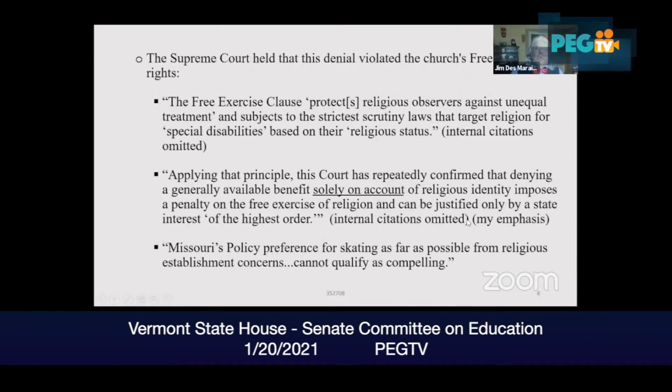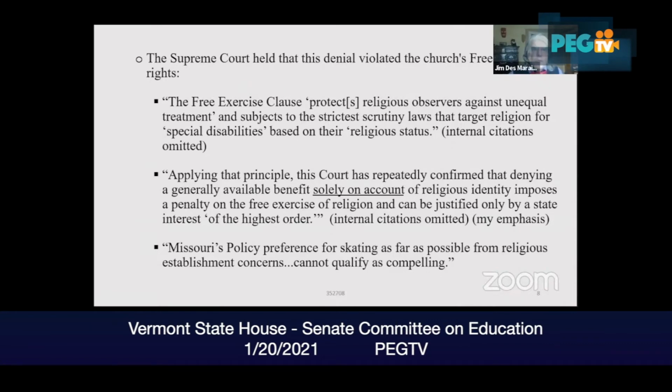The Supreme Court held that this denial violated the church's free exercise rights. So what it says is that the free exercise clause protects religious observers against unequal treatment and subjects to the strictest scrutiny laws that target religion for special disabilities based on their religious status. So applying that principle, this court has repeatedly confirmed that denying a generally available benefit solely on account of religious identity imposes a penalty on the free exercise of religion and can be justified only by a state interest of the highest order. And the court found that Missouri's policy preference of skating as far as possible from religious establishment concerns cannot qualify as compelling. So let me pause there.